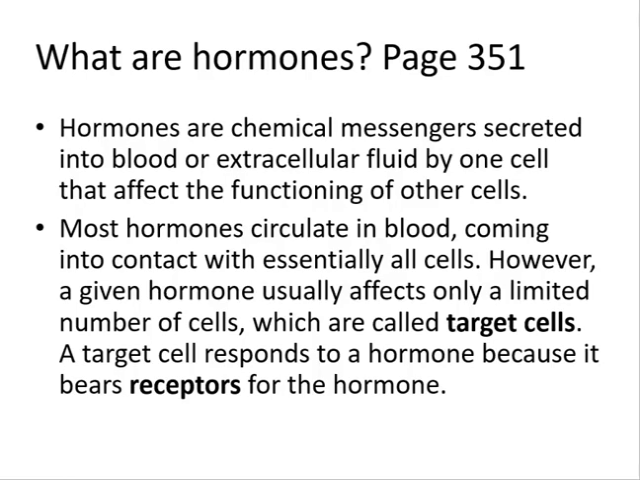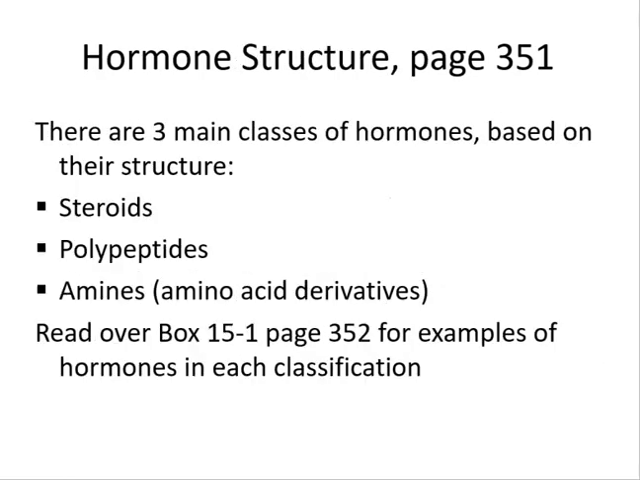So what are hormones? Hormones are chemical messengers secreted into the blood or extracellular fluid by one's cells that affect the function of other cells. Most hormones circulate in the blood, coming into contact with essentially all cells. However, a given hormone usually affects only a limited number of cells, which are called target cells. A target cell responds to a hormone because it bears receptors to that hormone. There are three main classes of hormones based on structure. There are steroids, there are polypeptides, and there are amines. And amines are amino acid derivatives.